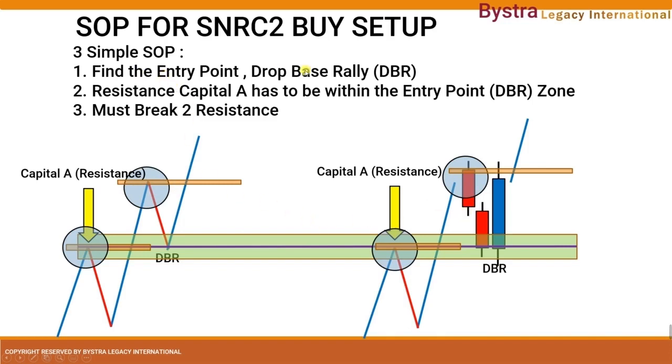First we find the entry point, which is the drop base rally. Then the next thing we need to find is that the capital A has to be within the entry point. As you can see, this is aligned with the entry point. And third, it must break the 2 resistances: this is the first one, and it broke the second resistance. So resistance 1, resistance 2, it broke. Then price will come back to this zone and continue upwards. Got it? Very good.